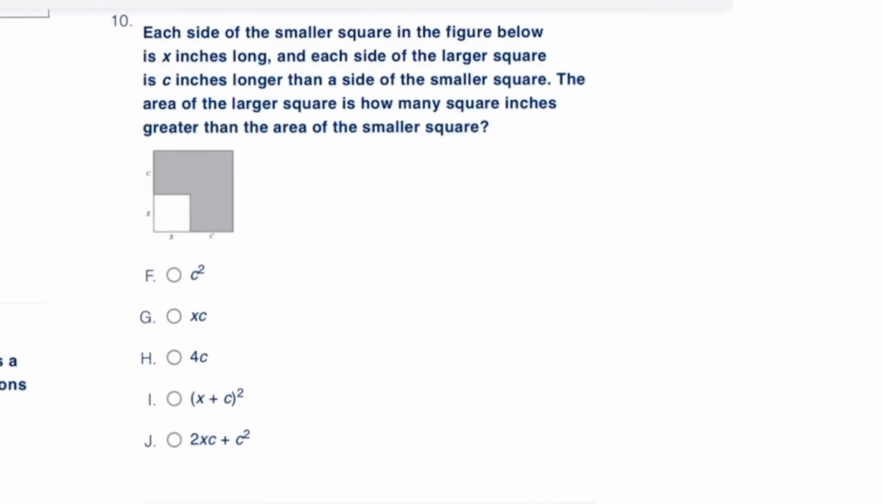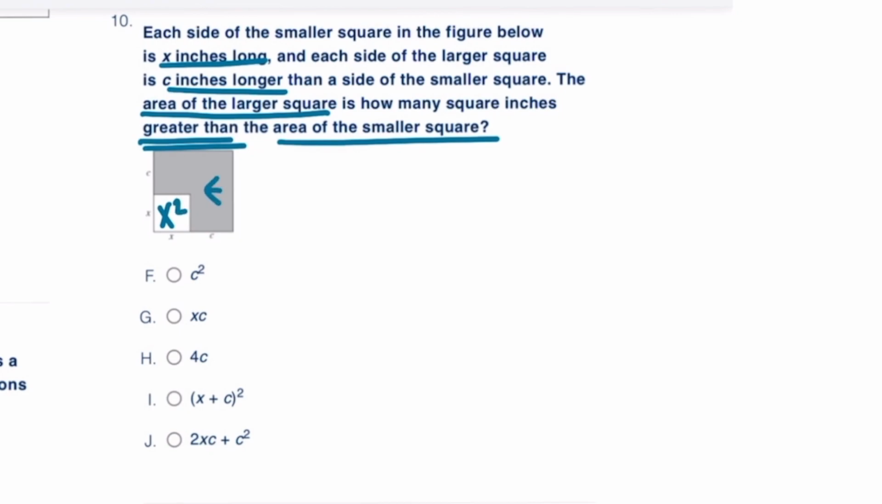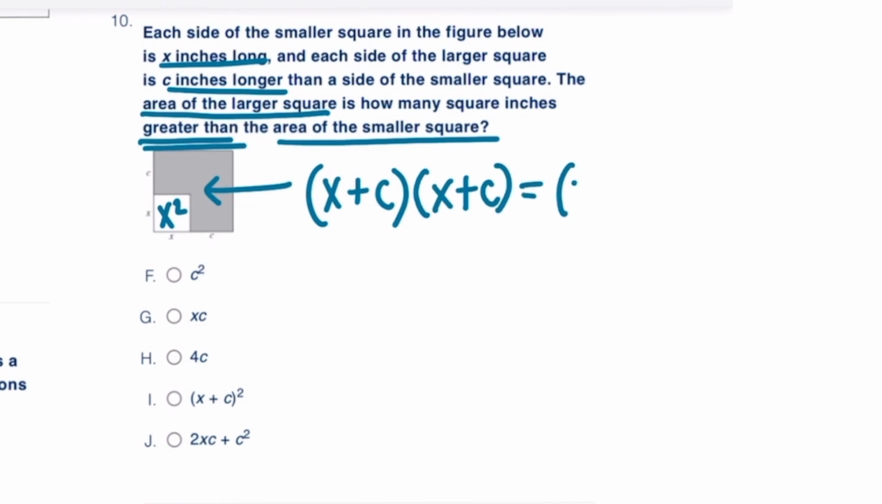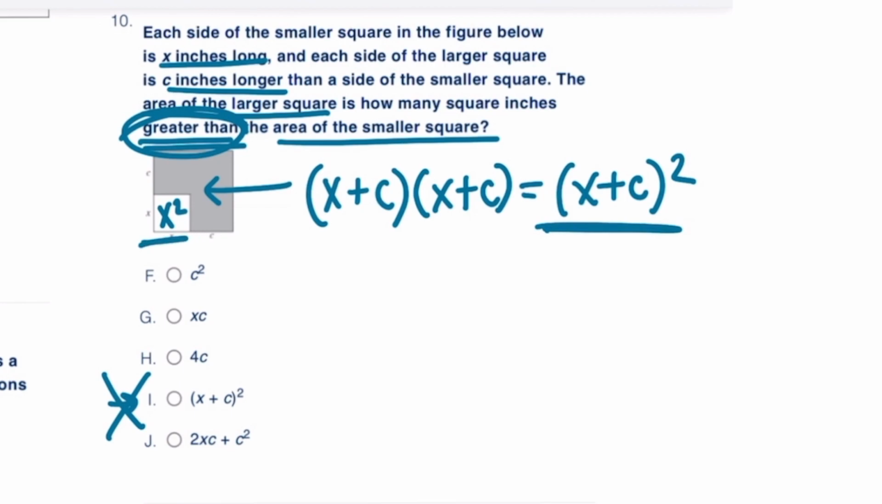So number 10 is using your knowledge of area of squares and how to set up an equation. So they give us the smaller square is x by x, the larger square is c by c, and we want to know how much larger the area of the second is than the first. So first of all, we know our first smaller square is just x times x, x squared, and then here I am getting my second square, which is going to be x plus c squared.